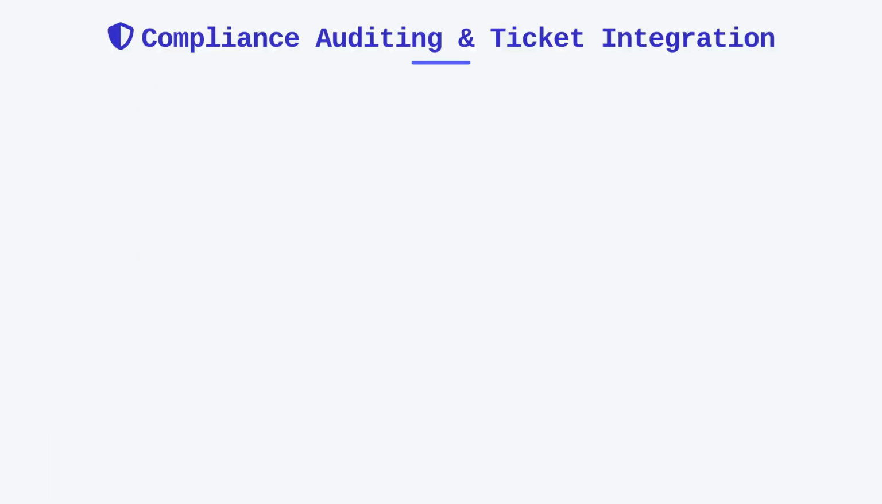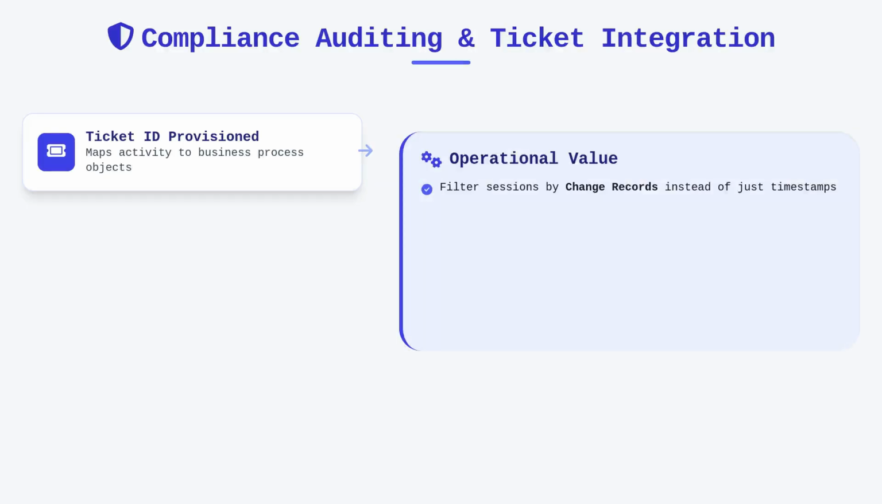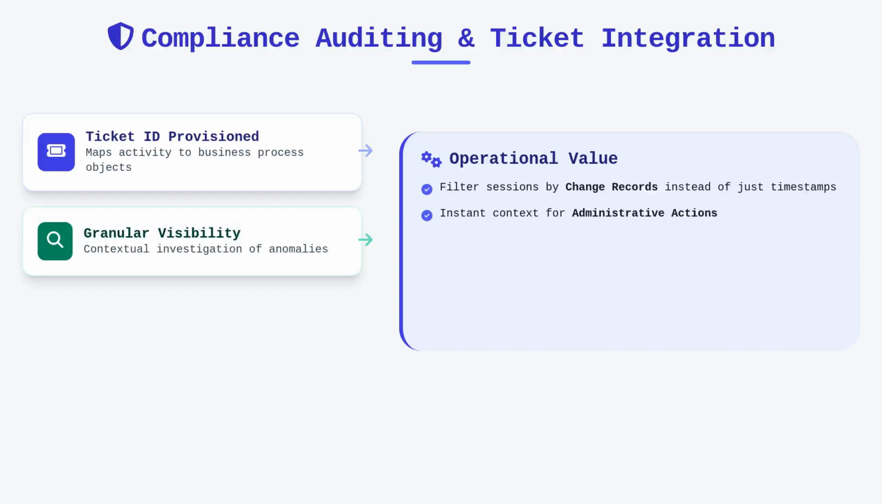Once a request has been made and a ticket ID has been provided, the compliance auditing becomes significantly more valuable for the security team. Every entry in the audit log will now map directly to a business process object, allowing you to filter session activities based on specific change records rather than just relying on timestamps or user IDs. This granular visibility is crucial when you are investigating anomalies, as it provides instant context regarding why a specific administrative action was initiated at a particular time.